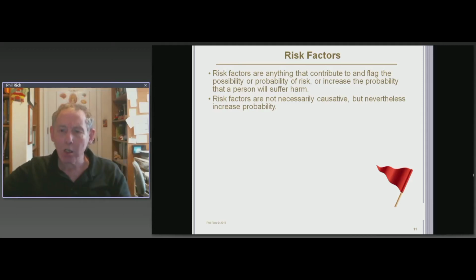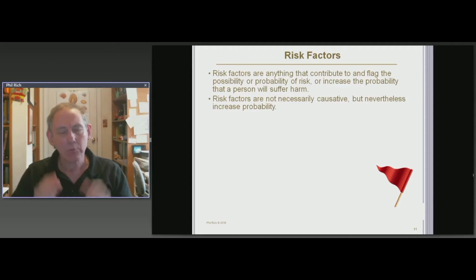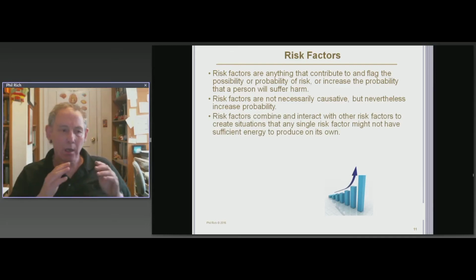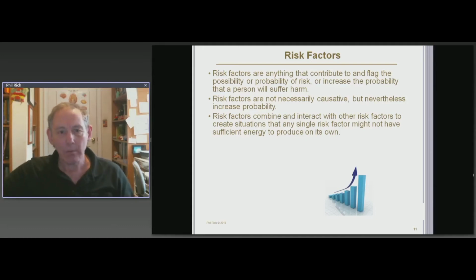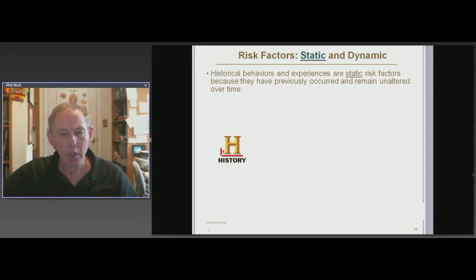If I'm drunk, I may be fine. I don't drink, by the way. I may be fine, but it certainly increases the potential I'm going to fall down the stairs. So the risk factor itself is not necessarily causative, but it increases probability, and it combines with other risk factors to ultimately create situations that a single risk factor on its own, even a strong one, may not have any capacity for. So risk factors combine, interact with, and amplify other risk factors to create a much larger, more powerful set of risk factors.